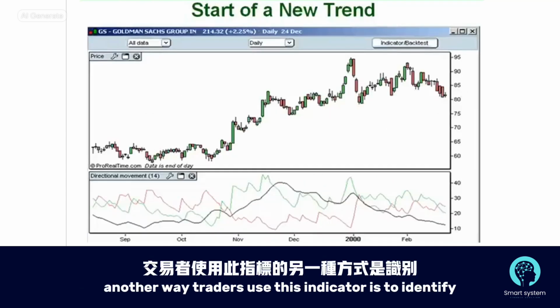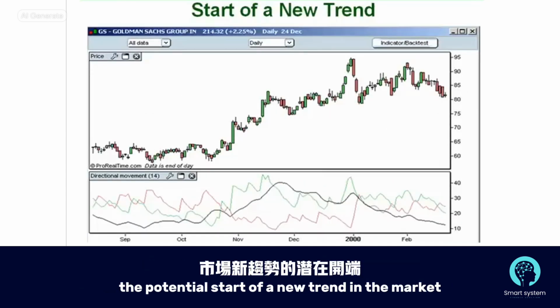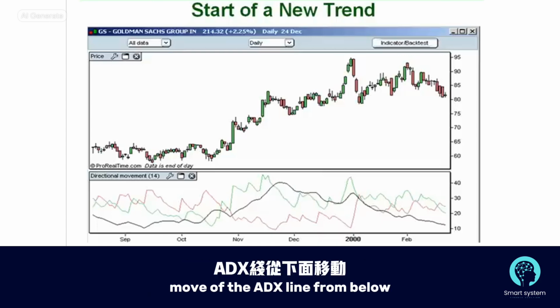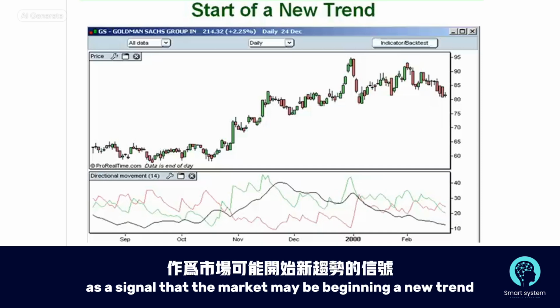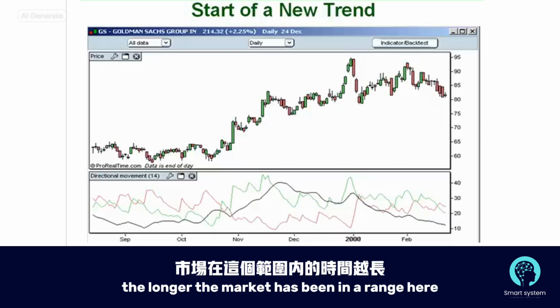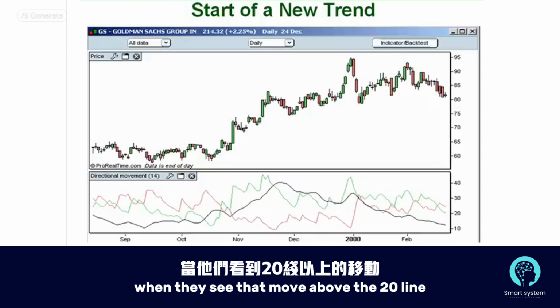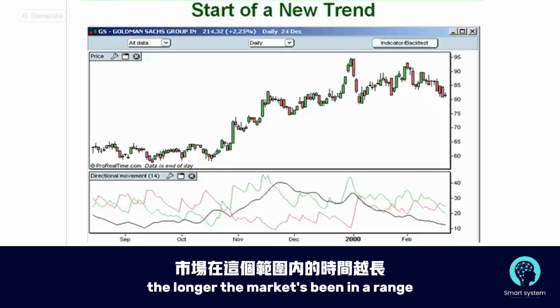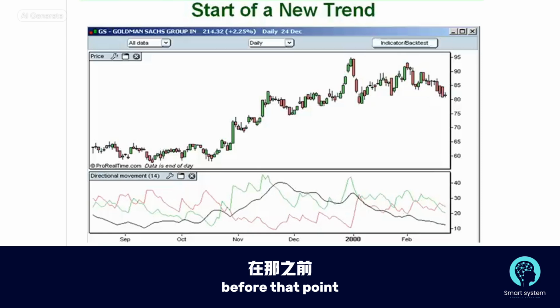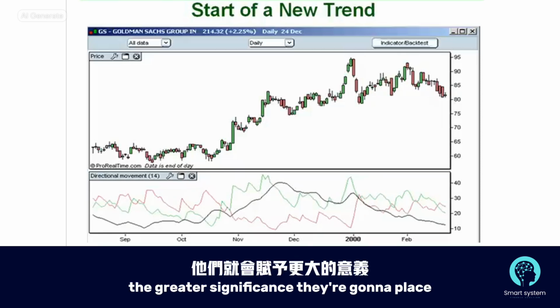Another way traders use this indicator is to identify the potential start of a new trend in the market. Very simply, here they will look for a move of the ADX line from below the 20 line to above the 20 line as a signal that the market may be beginning a new trend. The longer the market has been in a range before that point, the greater significance they're going to place upon that as a signal.